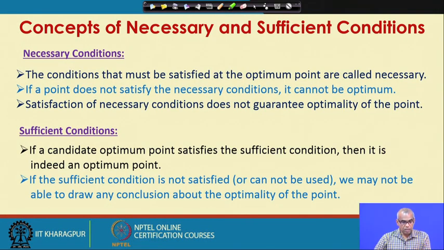So, what are sufficient conditions? If a candidate optimum point satisfies the sufficient condition, then it is indeed an optimum point. If the sufficient condition is not satisfied or cannot be used, we may not be able to draw any conclusion about the optimality of the point. So, remember, if the sufficient condition is not satisfied or cannot be used, we may not be able to draw any conclusion about the optimality of the point.